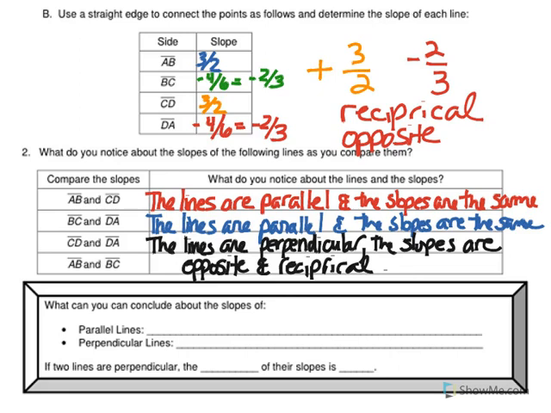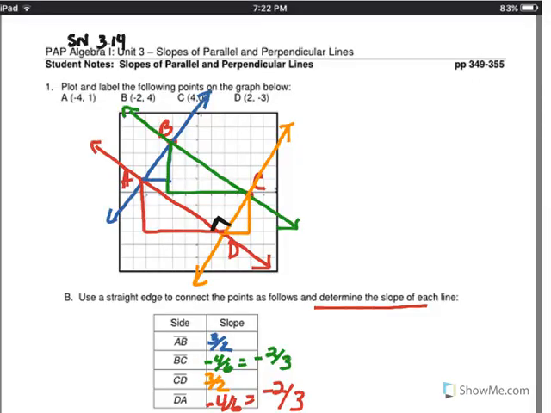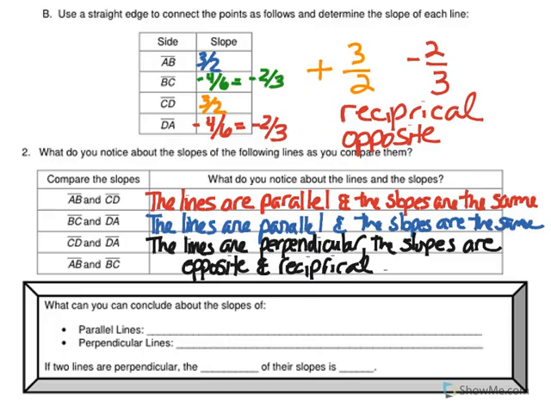Now, it asks us to check the same thing about lines AB and BC. And again, if we look over here at AB and BC, you can see they create a right angle as well. So they are perpendicular. And look at their slopes. Slope of 3/2 and -2/3. So it's the same. And I'm just going to write same because I wrote big on there. The lines are perpendicular and the slopes are opposite and reciprocal.